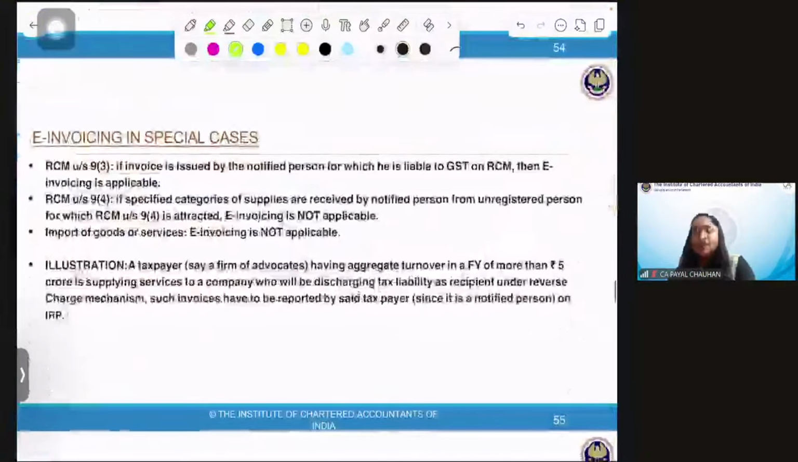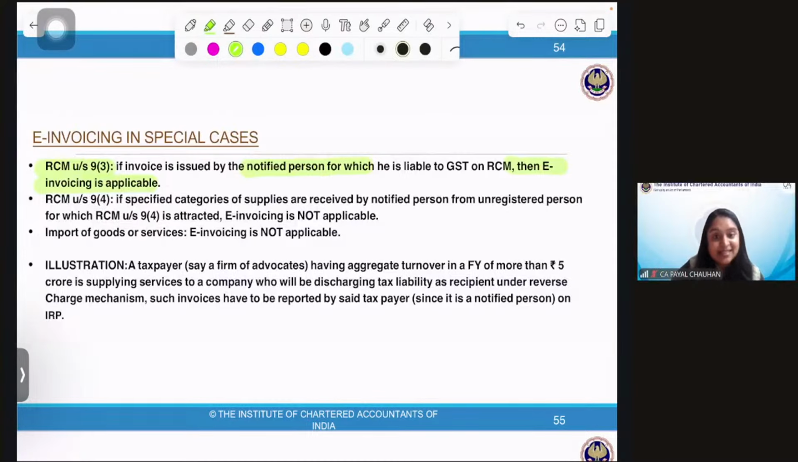Then e-invoicing in special cases. Now we are doing e-invoicing in special cases. RCM 9.3. If an invoice is issued by the notified person for which he is liable to GST on RCM, then e-invoicing is applicable. Do you people remember the last topic we had in the last class? It was the same only. If I am the recipient and I am registered and I am liable to pay tax under RCM, I'll issue a payment voucher. Do you people remember? I'll issue a payment voucher.